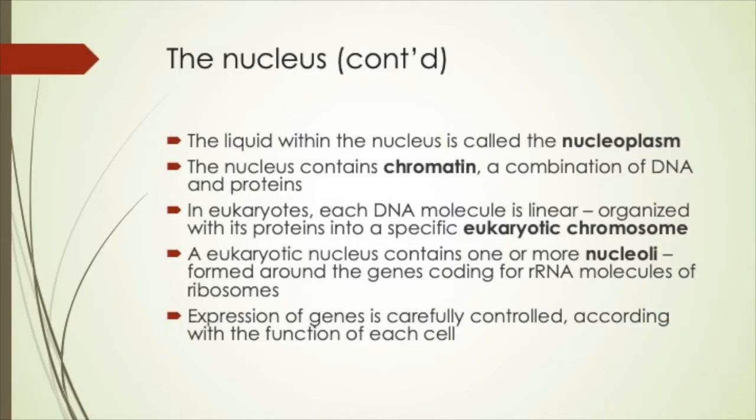The liquid within the nucleus is called the nucleoplasm, right? It's plasm within the nucleus. The nucleus contains chromatin. Chromatin is DNA with proteins. So DNA in eukaryotes is linear. That's the eukaryotic chromosome, right? If it's wound up together, spun and wound up together, it's a chromosome.